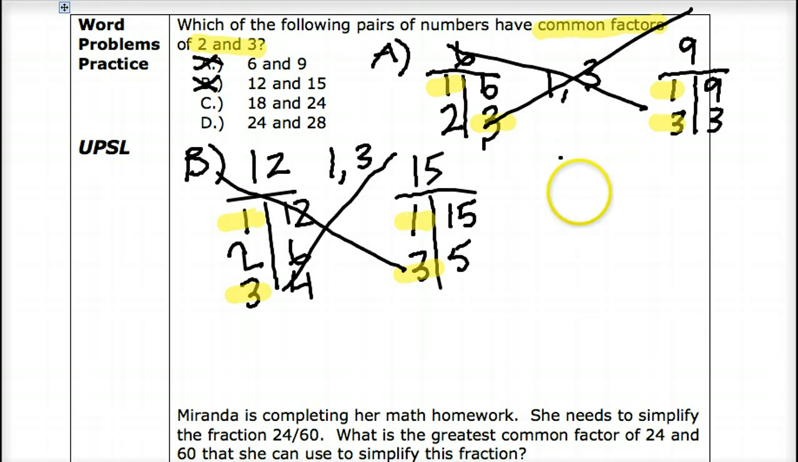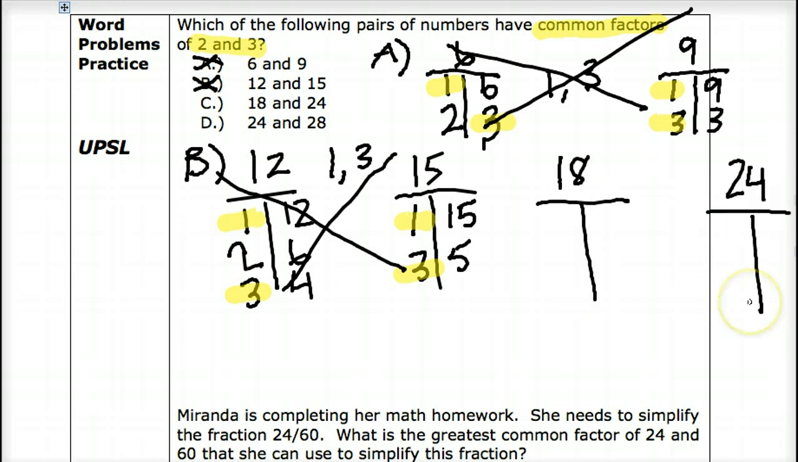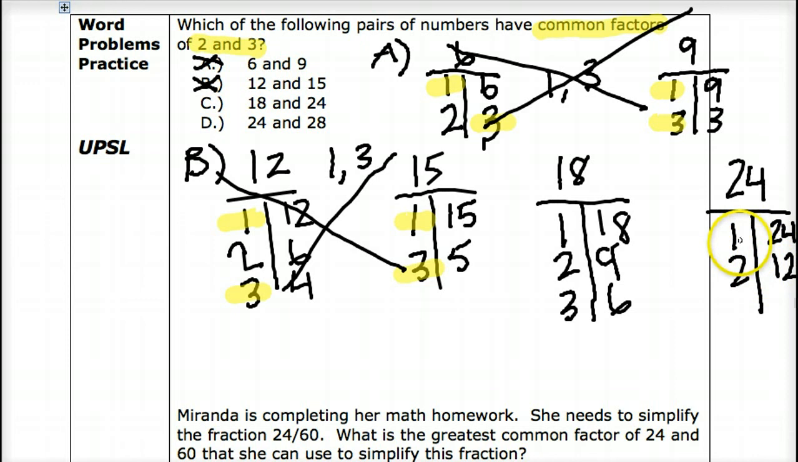So if we have 18 and 24, we know that 1 times 18 is 18, 2 times 9 is 18, and 3 times 6 is 18. For the number 24, we have 1 times 24 is 24, 2 times 12 is 24, 3 times 8 is 24, and 4 times 6 is 24.